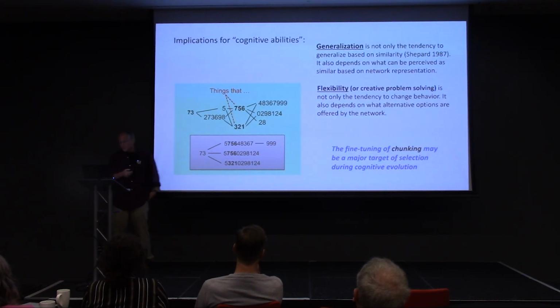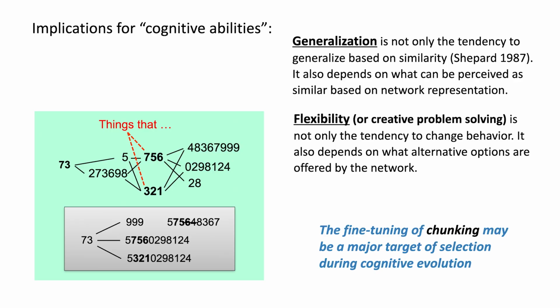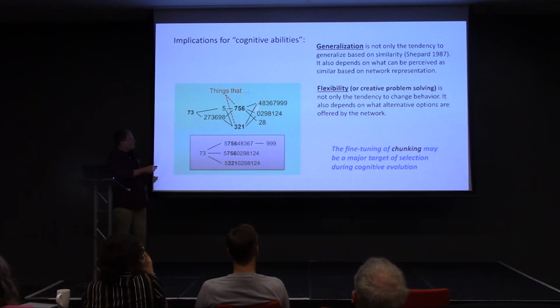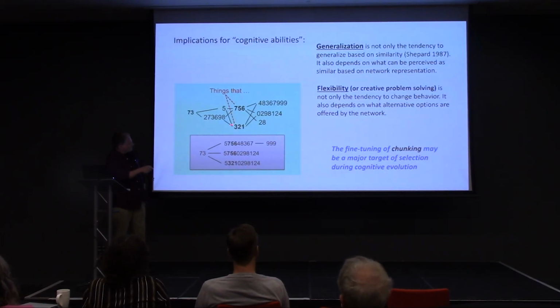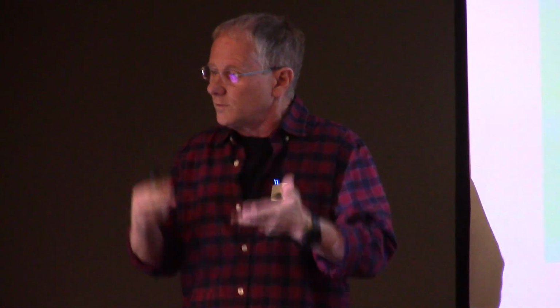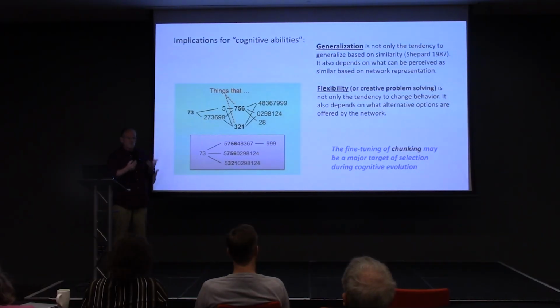If you think, for example, on cognitive flexibility or creative problem solving, so the tendency to reverse or to change behavior when something doesn't work is not only about the tendency to do it, it also may depend on what alternative options are offered by the network. For example, if you used to go from here to here and to get what you need, and if it stopped working, if you have in your memory representation this alternative, then you can go and be flexible. So even the same tendency to behave flexibly depends on what is available in the network that can serve this flexibility.